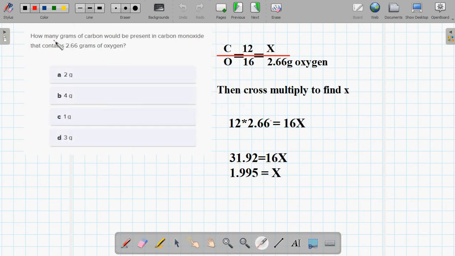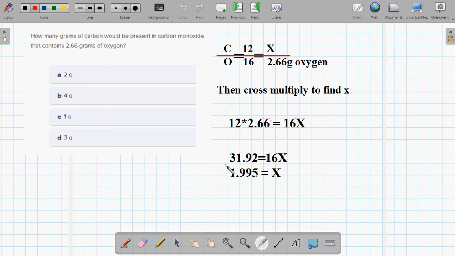All right. How many grams of carbon would be present in the carbon monoxide that contains 2.66 grams of oxygen? Well, we know we're talking about carbon to oxygen. So the mass of carbon, when we look at the periodic table, which I know we haven't talked about yet, you should have learned about it in 8th grade though, the mass is 12 and the mass of oxygen is 16. Now, I don't know what mass of carbon goes with 2.66 grams of oxygen, but it's going to be a proportion.